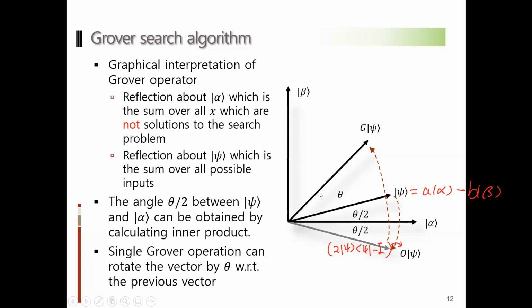And what is the result of this operation? Well, our starting point was this vector. If we assume that the angle between this psi and alpha was theta over 2, then the first reflection with respect to alpha will move to here. So we will have the total angle of theta between psi and this reflected vector. And finally, if I do the reflection of this vector with respect to psi, then this will go up by another theta.